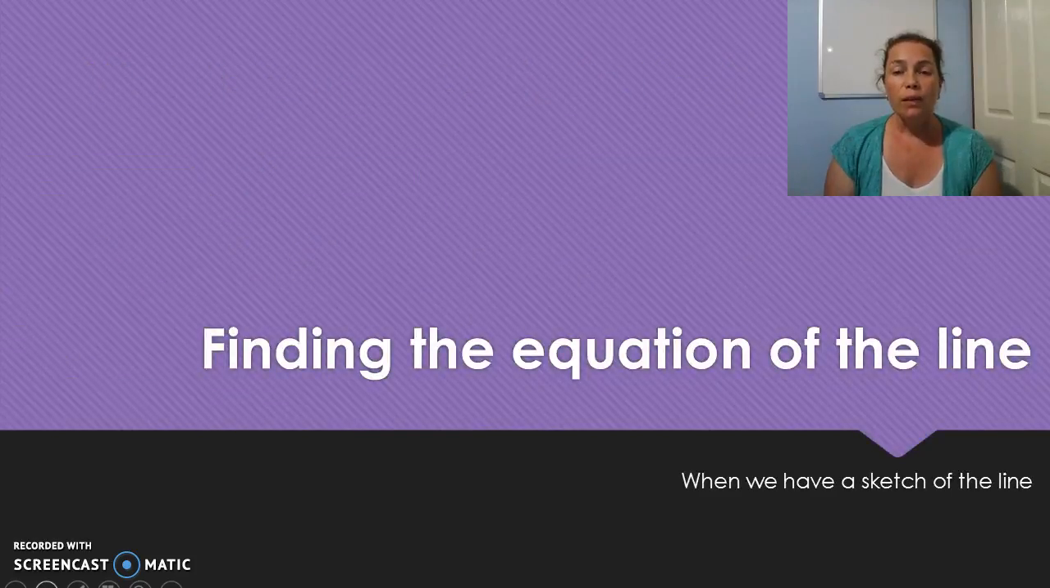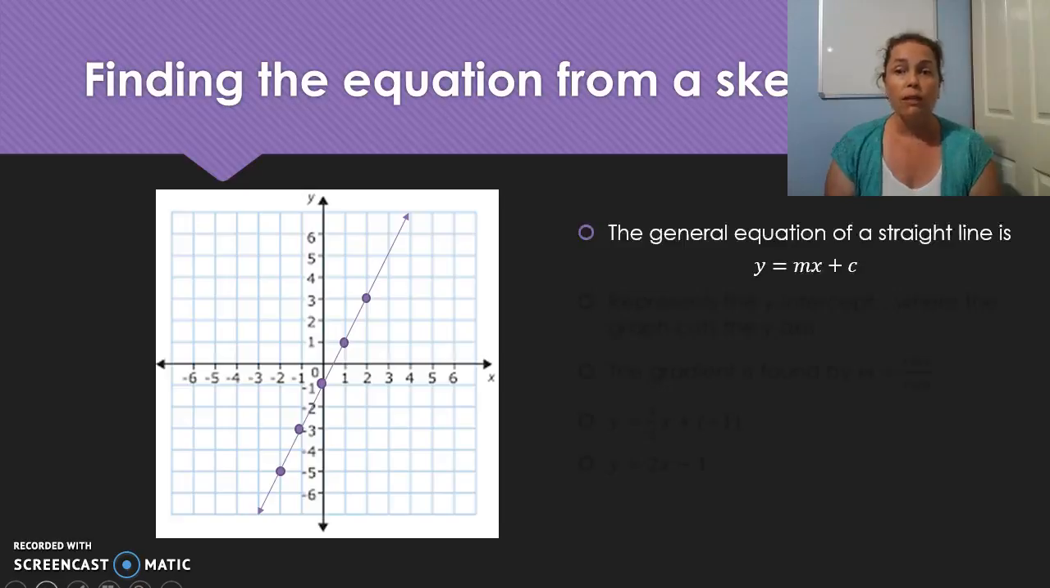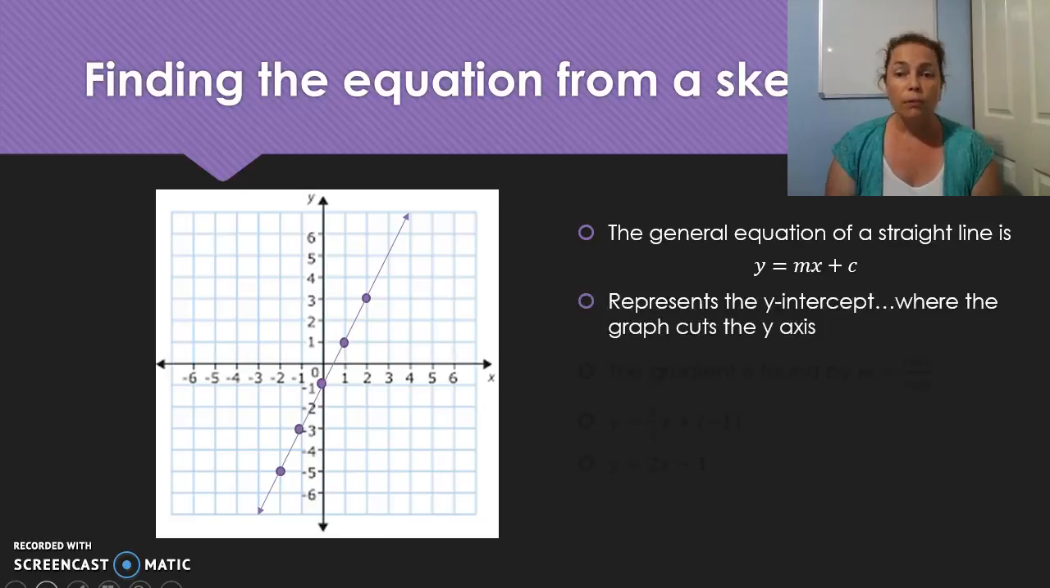We can find the equation of the line when we have a sketch of the line, and here's an example. Now remember, the general equation of the straight line is y equals mx plus c. c represents the y-intercept, where the graph cuts the y-axis. And we can see in this example, the line clearly cuts the y-axis at -1. So the value of -1 will go into our equation in the place of the c.